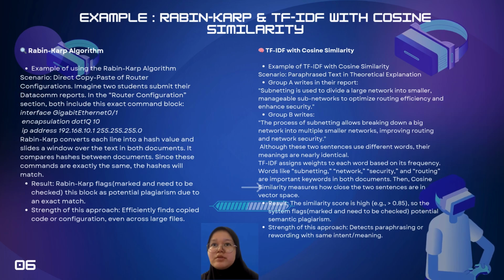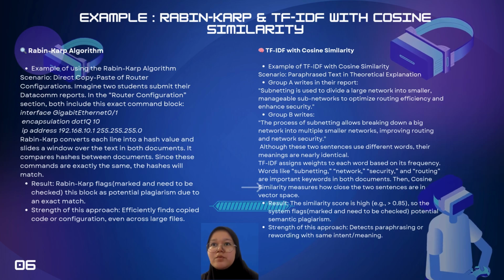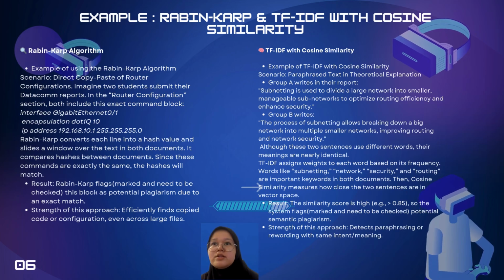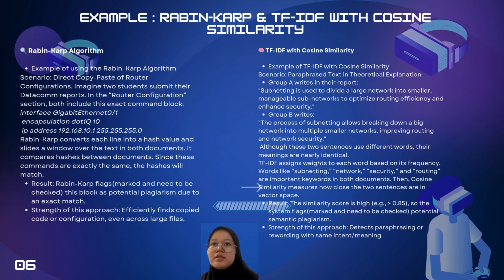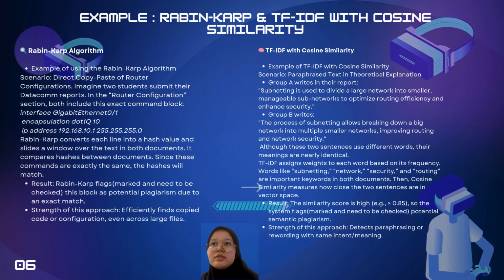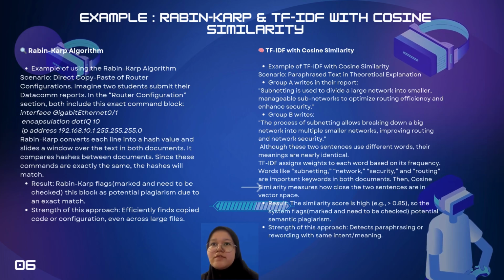Here's how the algorithm works. TF-IDF assigns weight to words like subnetting, network, security, and routing based on how important and unique they are across the documents. Then, cosine similarity calculates how close these two sentences are in vector space. In this case, the similarity score is very high. For example, above 0.85. So, the system flags this section as potential semantic plagiarism. The key strength of this method is that it can detect paraphrasing even if no exact words are copied.